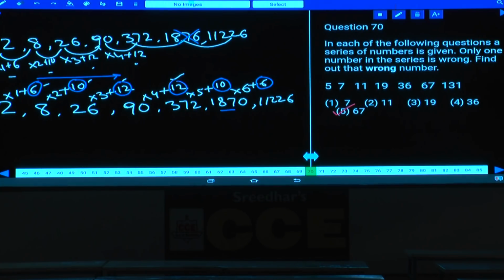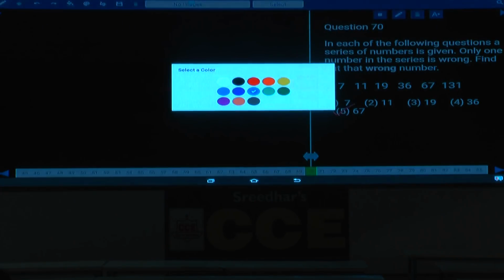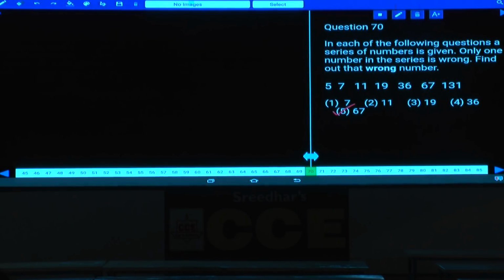Now in this question number 70, 7, 11, 19, 36. Now if you observe here the numbers are increasing at a smaller rate, hence it must be under which category? It must be under difference. Now in the difference 5, 7, 11. Now how to represent this one? 5, 7, 11, 19, 36, 67 and 131 are the numbers.